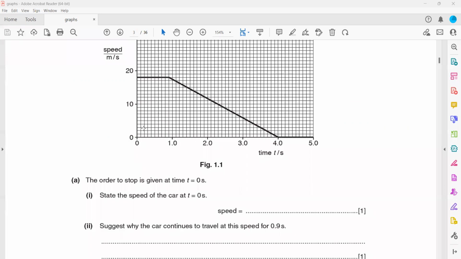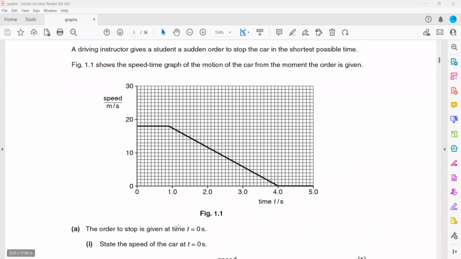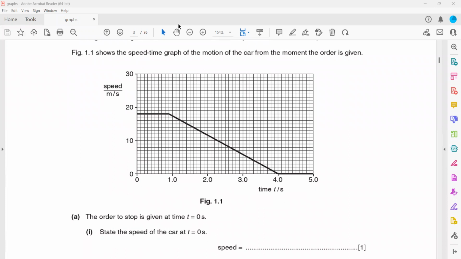The first part: the order to stop is given at time equals 0 seconds. State the speed of the car at this moment. What is the speed of the car when the instructor gives the order to stop? Each box is 1, since 10 boxes equals 10. There are 8 boxes above, so this will be 18. So the speed of the car is 18 meters per second.